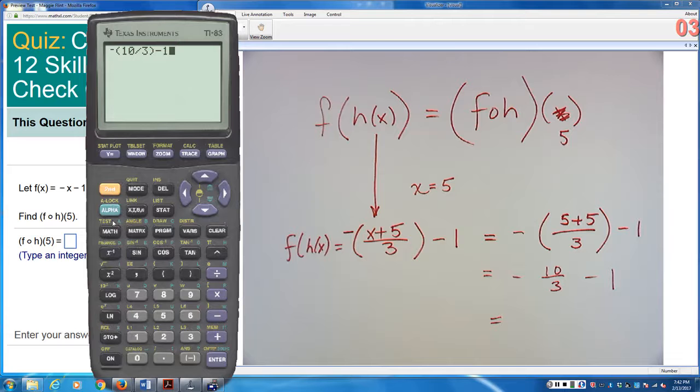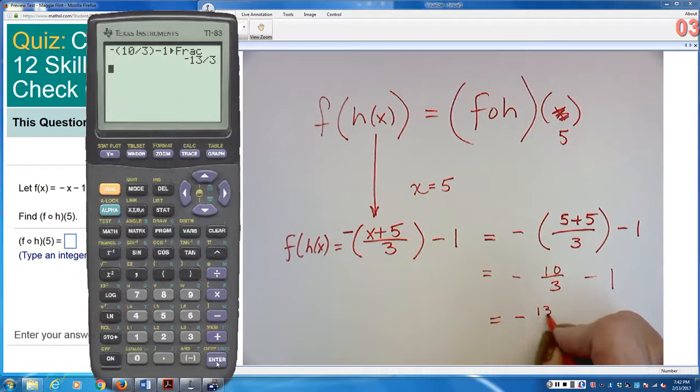And since it started as a fraction, at this point we're going to keep it as a fraction, so we're going to go math and choose fraction, so our answer will come out in a fraction, and the answer is negative 13 over 3. Okay?